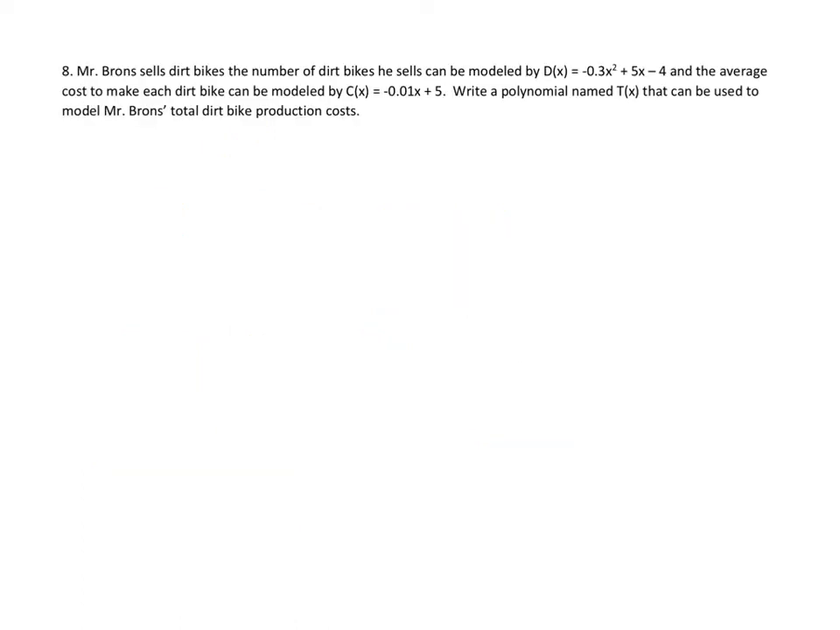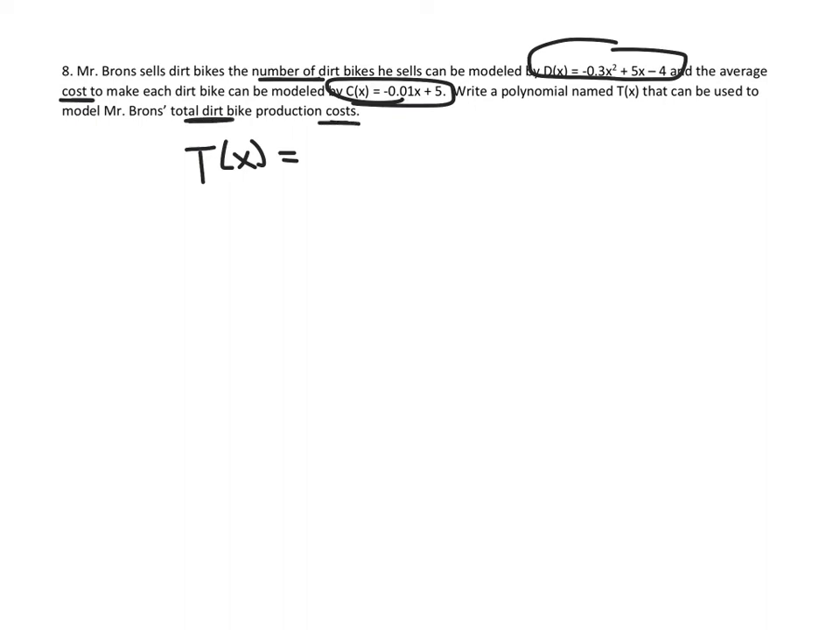Okay, the next question says, Mr. Braun sells dirt bikes. The number of dirt bikes he sells can be modeled by this polynomial. So this is the number he sells, the amount. And the average cost to make each dirt bike is this polynomial here. They want you to write a polynomial named t of x that can be used to model the total dirt bike production cost. So total cost, that's why they're using t.